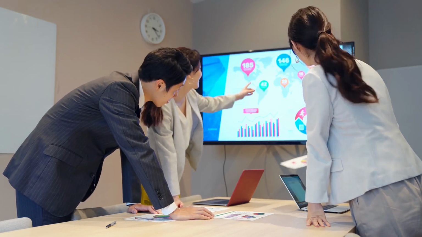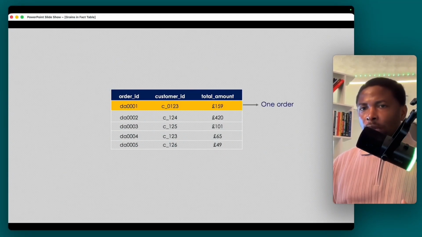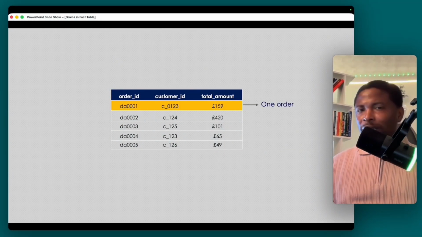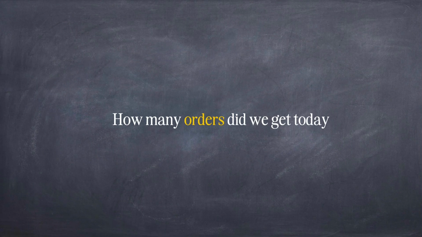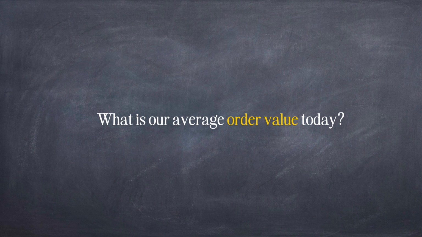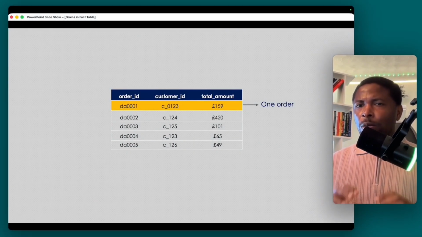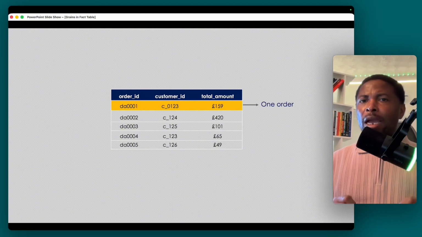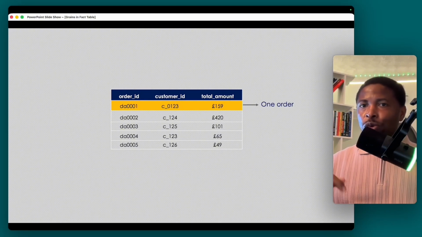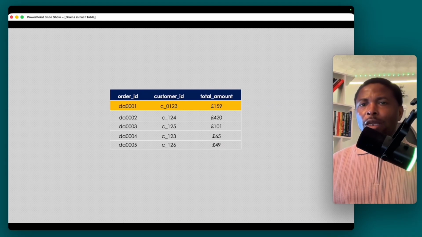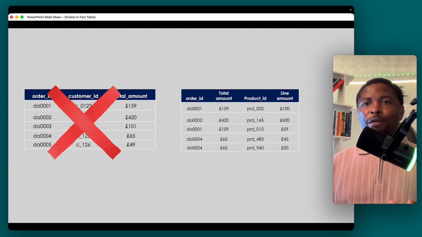Now, let's look at the sales table. If one row represents one order, the grain is order level. Now, this is great for answering questions like, how many orders did we get today? What is our average order value today or for the month? At this level, this is fantastic. But what if the sales director comes up and asks you a question like, which specific product generated the most revenue this week? Now, suddenly, this table becomes useless. And this is because we don't have the product level details.